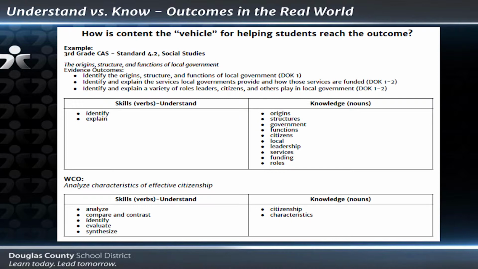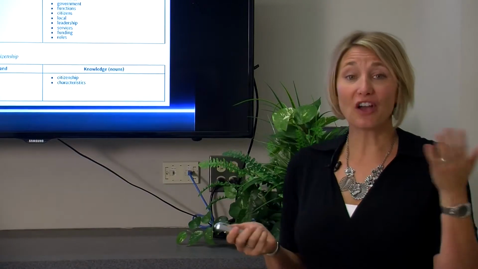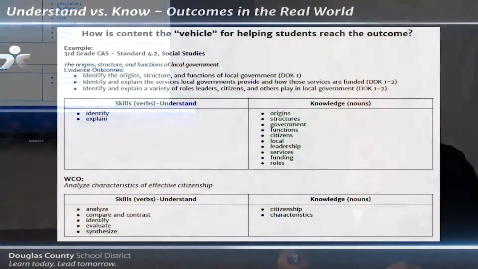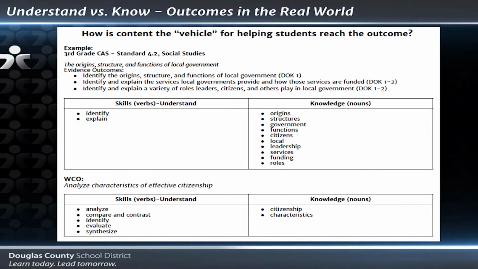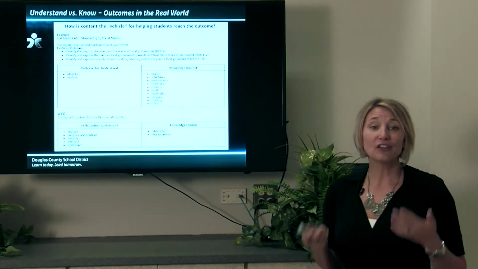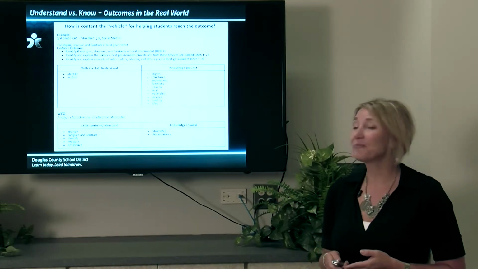As you can see, the outcomes are bigger, broader, and transferable, and it ups the thinking and rigor that students would have to be able to do in order to achieve mastery. So by marrying the two, the content standards and the world-class outcomes, it allows us to help students reach a much deeper level of understanding, and it shows elements of content that may be used as a vehicle to show that they've mastered the outcome.